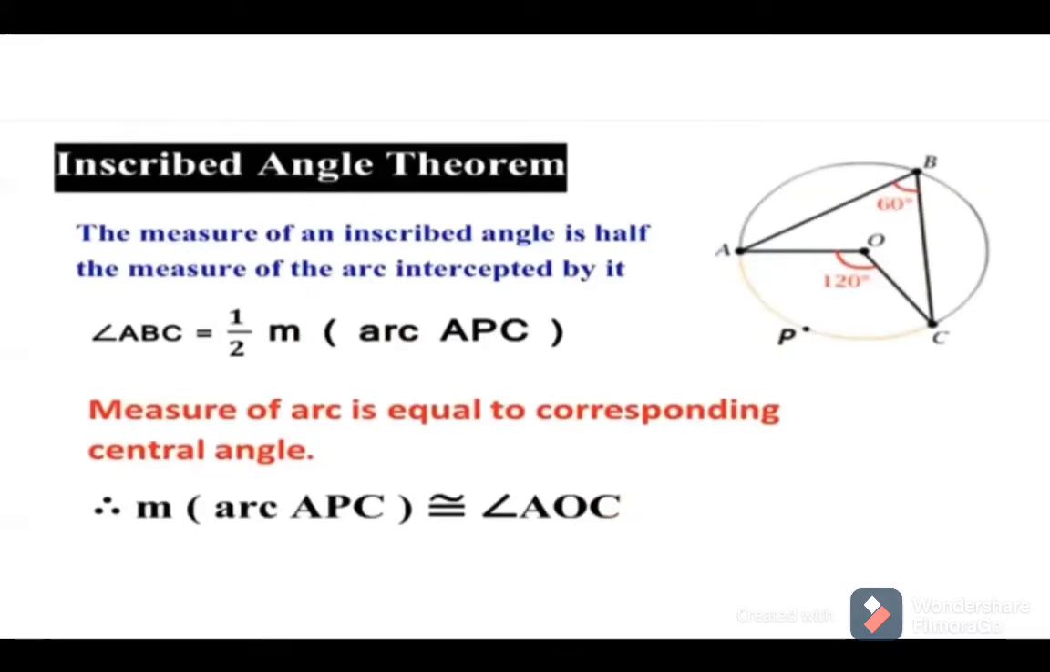Now let's study the inscribed angle theorem. The measure of an inscribed angle is half the measure of the arc intercepted by it. You can observe in the diagram, if you want to find the measure of angle ABC, then angle ABC is equal to half into measure of arc APC. The measure of an arc is equal to the corresponding central angle. Therefore, the measure of arc APC is congruent to angle AOC, which is formed with the help of the center. It is also called the central angle.